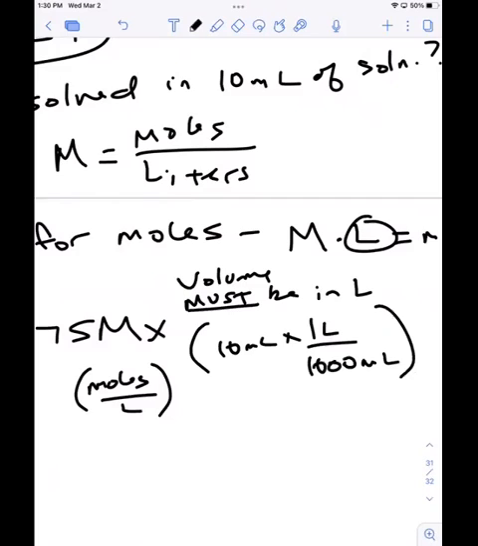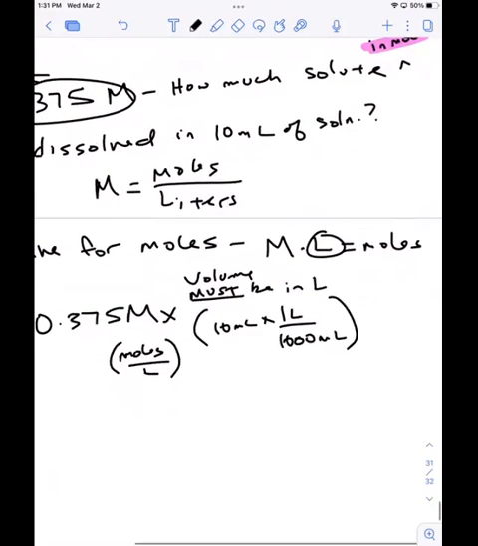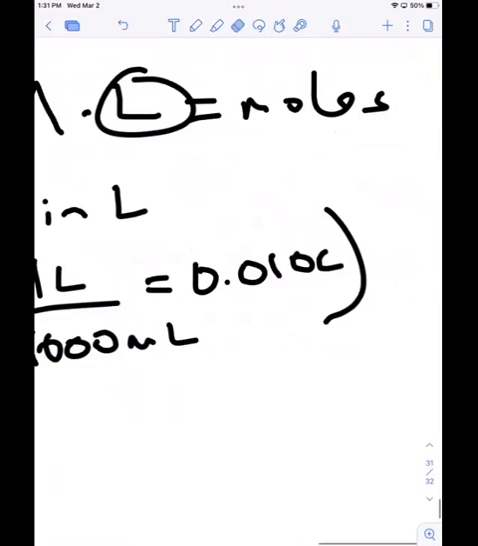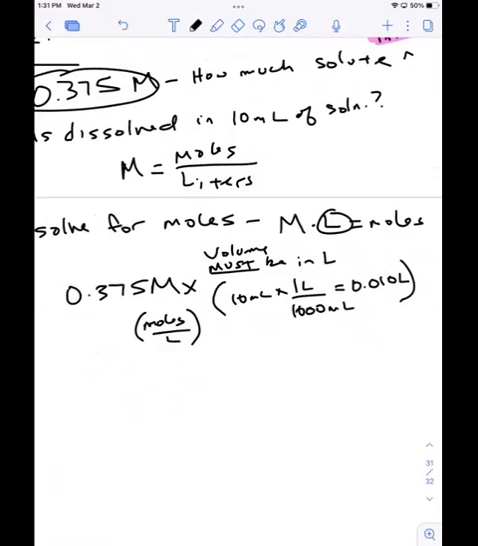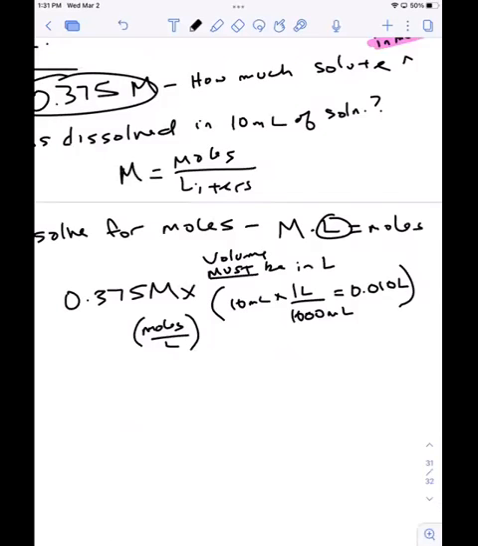We should already have it memorized, but this is one you can't do without, because you're going to see this forever. So if we do that conversion, that will give us 0.010 liters. Now we can just multiply those two together, and that'll give us the number of moles. So what do you have? 0.375 times 0.010.